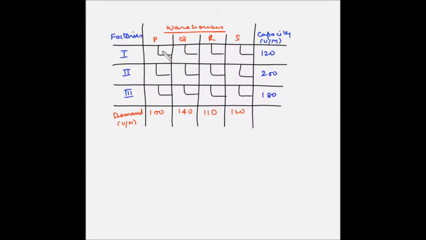So from 1 to P, the unit cost is 15. For 1 to Q, the unit cost has not been given because it is a prohibited route. For 1 to R, the unit cost is 30. And from 1 to S, it is 20. From 2 to P, the route is prohibited. 2 to Q, it is 24. 2 to R, it is 12. And 2 to S, it is 15. 3 to P is 25. 3 to Q is 15. 3 to R is prohibited. And 3 to S is 20.